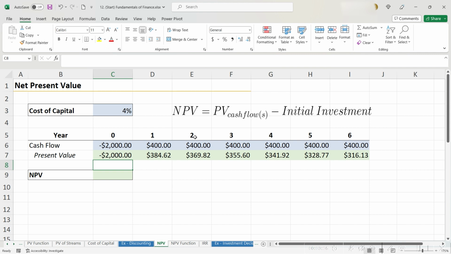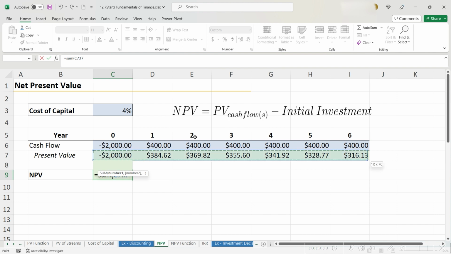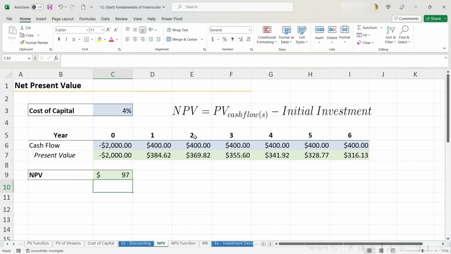Okay, now we need to calculate the net present value. I can do this by using a simple sum function, by typing equals sum and highlighting the entire range of the present values. I can do this because my initial investment is already negative, so it will subtract it from the remainder of the cash flows. I hit enter, and Excel tells us that the net present value of this project is $97, which means that the project will be a value add to our company. We should accept this project.